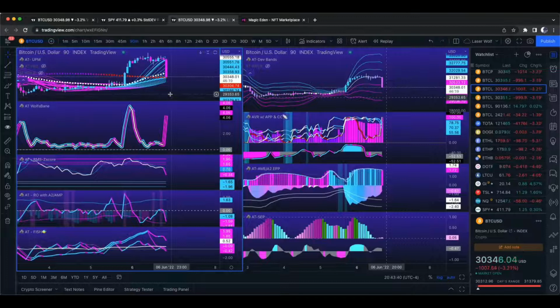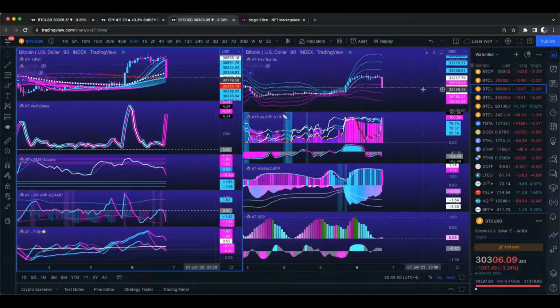Jesus, it's only half gone. Send it down to like 29.3 or something. We could give up this whole move in one candle. The dum-dums that didn't take their profit are losing it all right now.